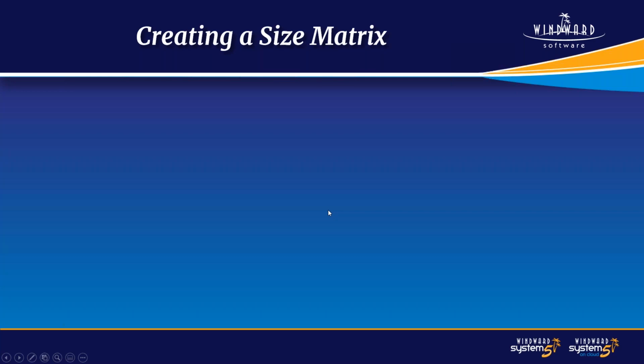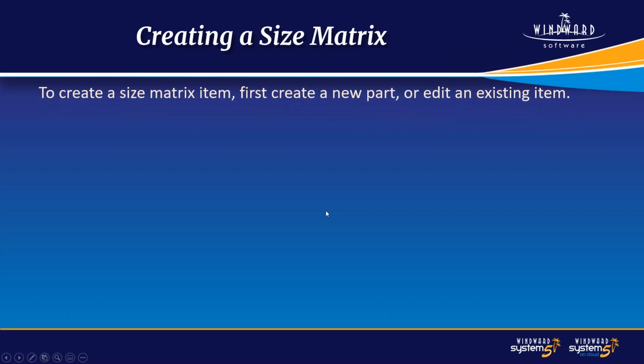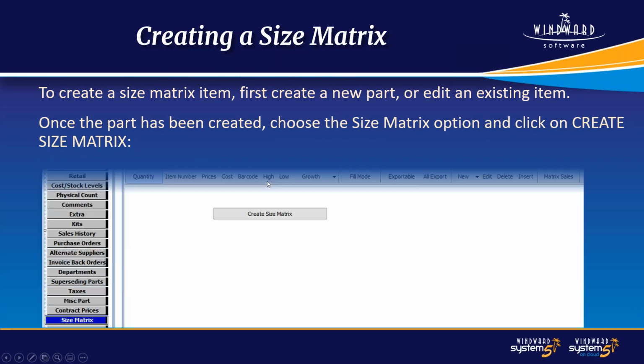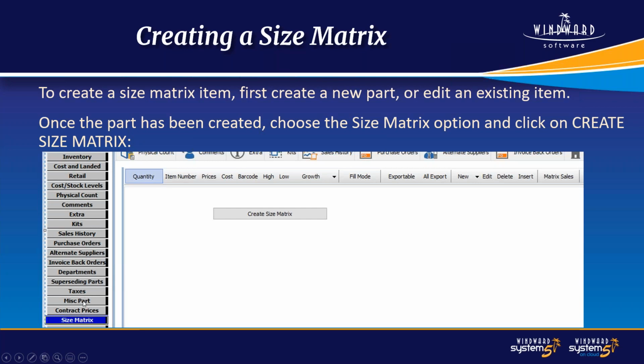Creating a size matrix. So how will we start? First, create a size matrix item. We can either create a new part or edit an existing item or existing part number. Once the part has been created, or you want to edit an existing part, you just need to click on the size matrix option from the left panel or at the top. Then you can see a button, Create Size Matrix, so you just need to click on it.